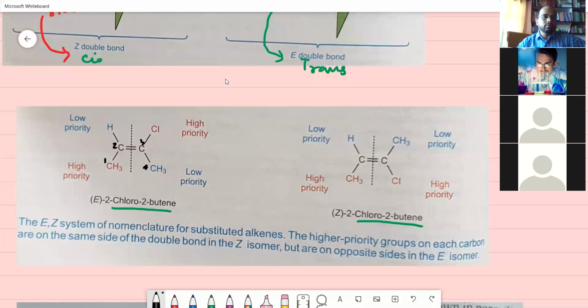Second atom. The numbering should be from the right side. Okay, I have given it wrongly, so let me correct it. The numbering is from the right side, so it should go 1, 2, 3, and 4. It is 2-chloro, so the chlorine atom is attached to the second carbon atom, and 2-butene.